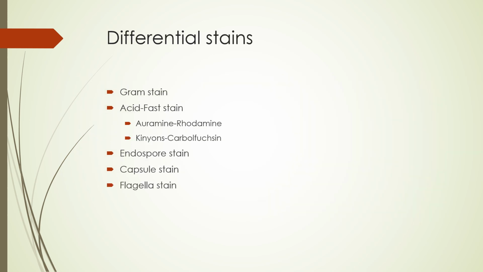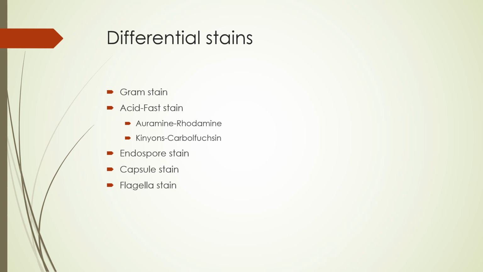There are a number of different differential stains that we use in the microbiology laboratory. The one that we use primarily and most frequently is called the Gram stain, and that's named after a man by the name of Hans Christian Gram. We also have acid-fast stains. Organisms that will not decolorize very well with decolorizer made with acid are called acid-fast.